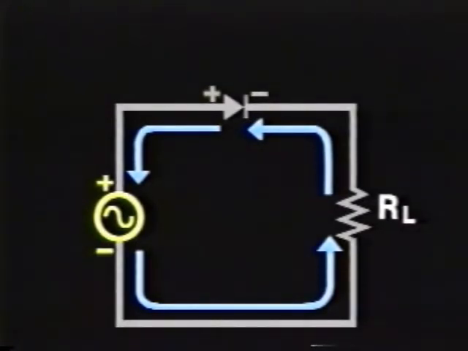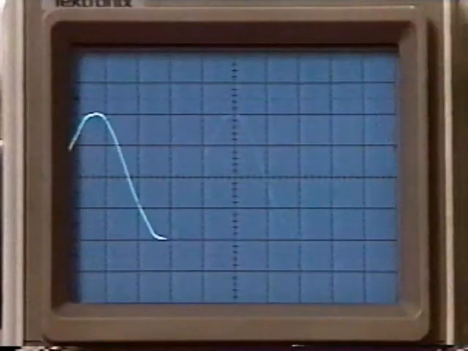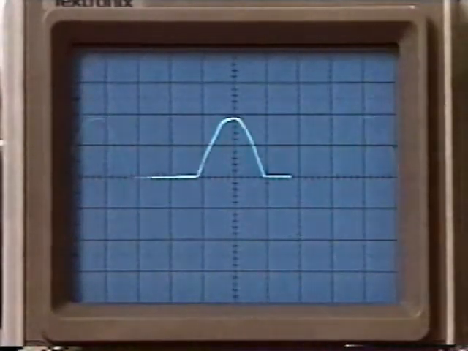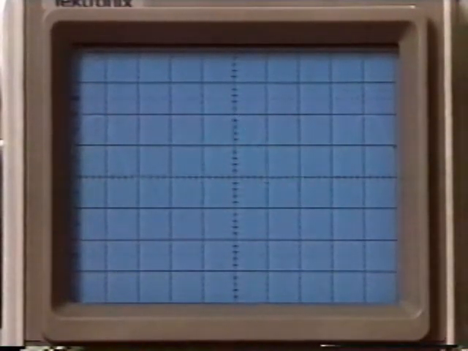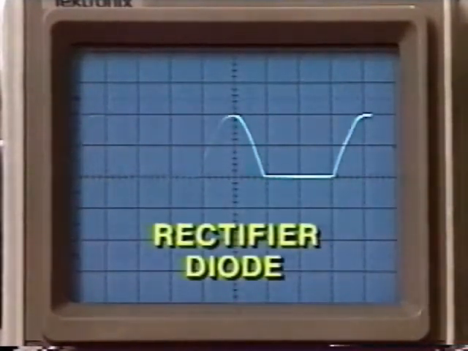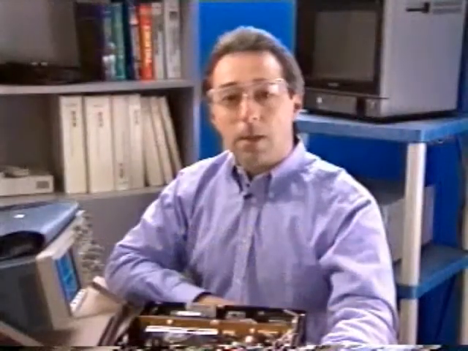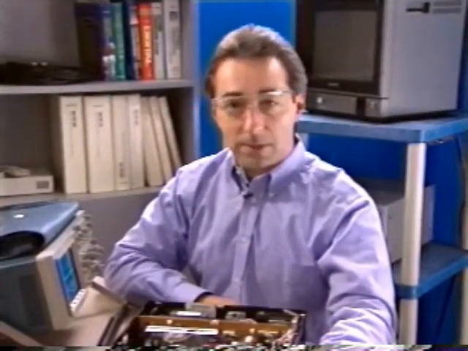When a diode is placed in an AC circuit, it will be forward biased for a half cycle, allowing current to flow, and reverse biased for the other half of the cycle, blocking the current flow. The diode converts the AC signal to a DC signal, which flows in only one direction. When a diode is used in this way, it's called a rectifier diode. This process of rectification is the principal feature of power supply circuits.